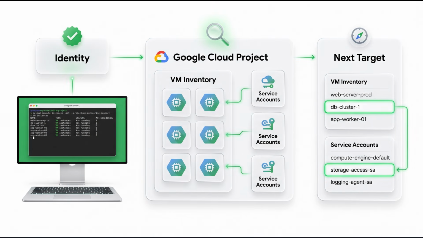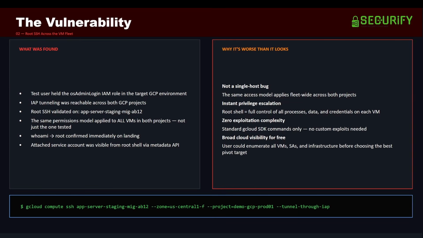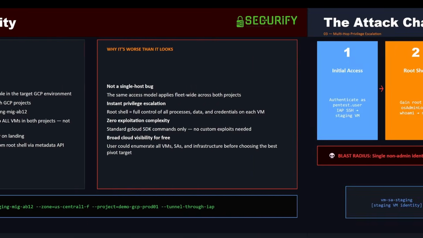And last, fourth, the broad enumeration access that comes with the identity means an attacker could map the entire VM inventory and attached service accounts before deciding where to strike. That last point matters. When an attacker can see all your VMs, all their names, all their attached identities, they can pick the highest-value target before making a single move. That recon capability is itself part of the blast radius.